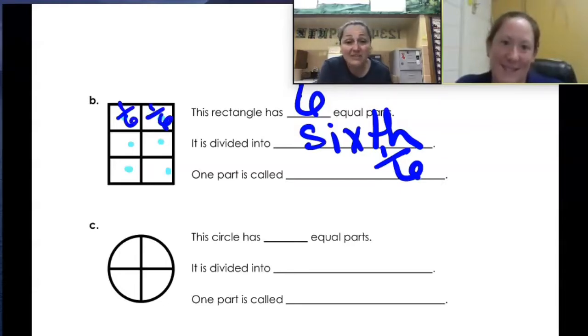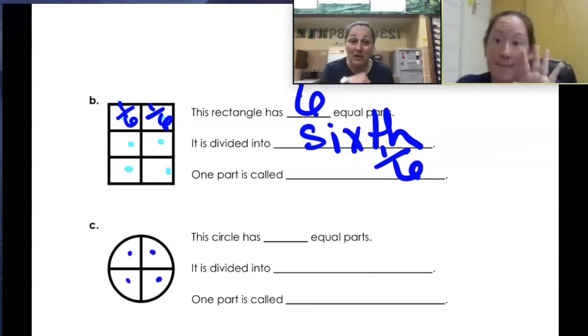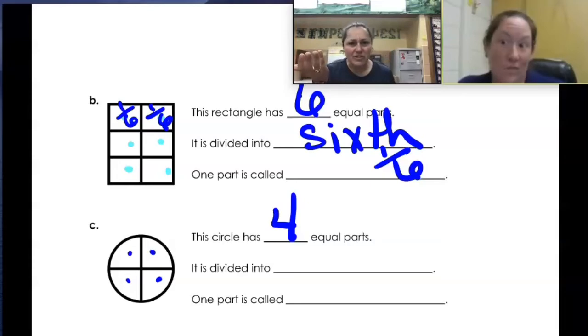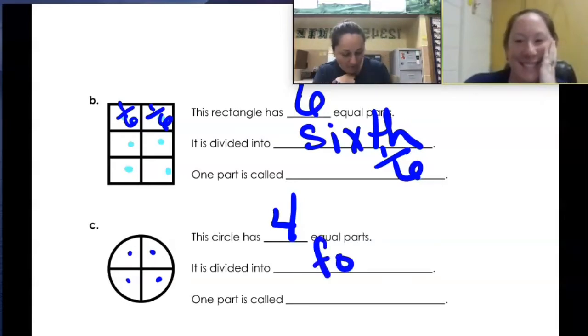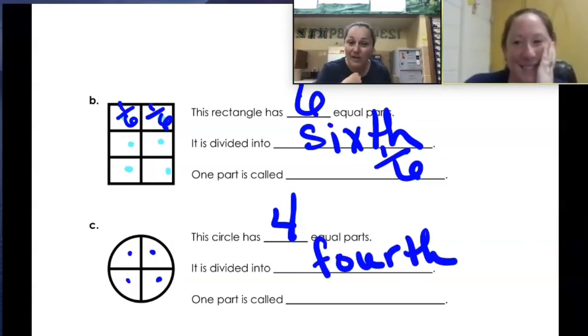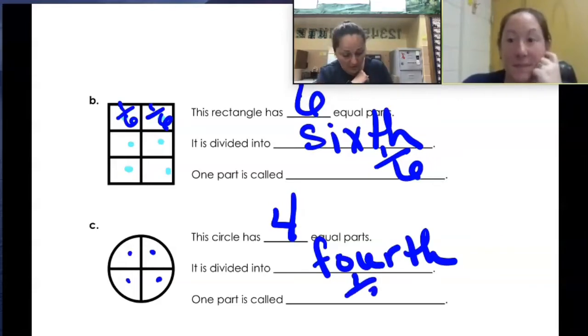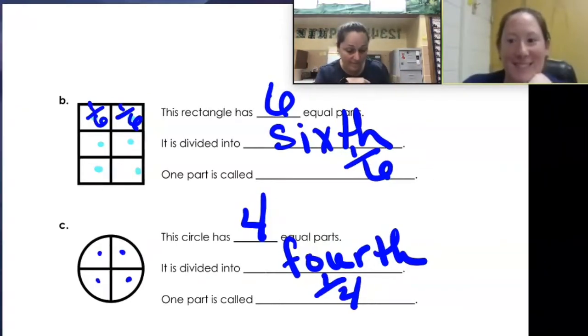Now, looking at my circle, I can see how many pieces are in there. I'd go 1, 2, 3, 4. I'd split into 4 equal parts. So I would write 4 for 4 equal parts. And it's divided into, what grade are we going into next year? We're leaving 3rd grade and we're going into 4th grade. Woohoo! So I would write 4th grade. And one piece is called 1/4. Back to you, Mrs. Morgan.